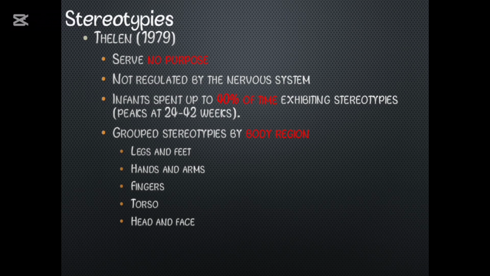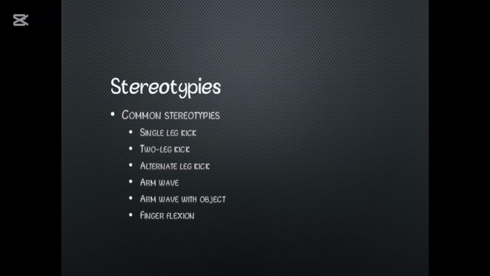Thielen categorized stereotypical movements by the body region involved, including legs and feet, hands and arms, fingers, torso, and head and face. Now, what are some common stereotypies? These are single leg kick, two leg kick, alternate leg kick, arm wave with object, and finger flexion.